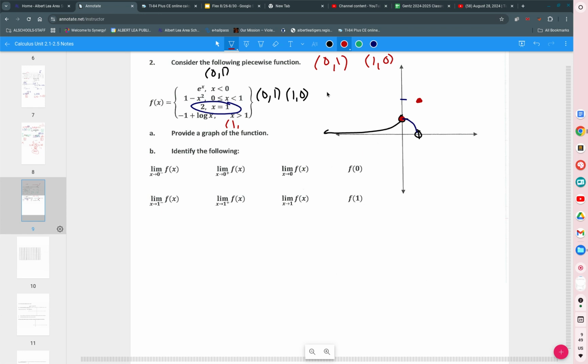The log of 1 is 0, minus 1 is negative 1. So we have the coordinate 1, negative 1. It is an open circle and it heads off like such. That's my graph. Now please go ahead and identify the limits that are there. Take about a minute.